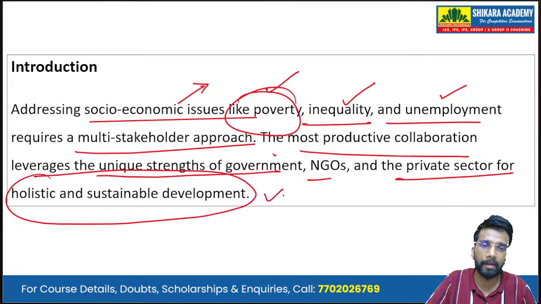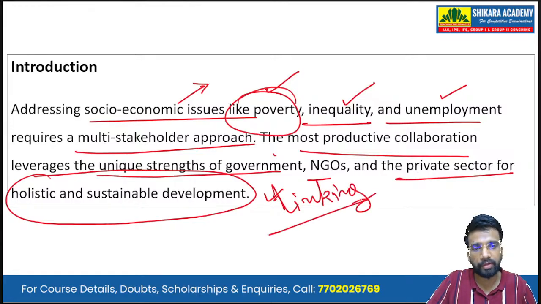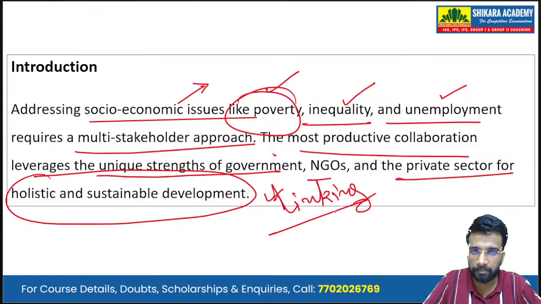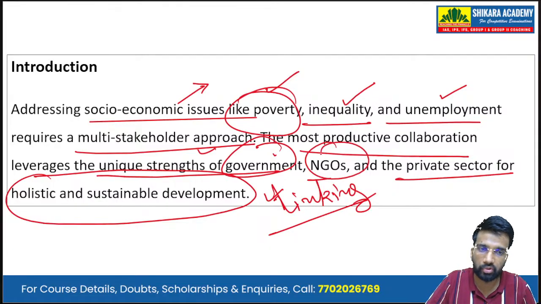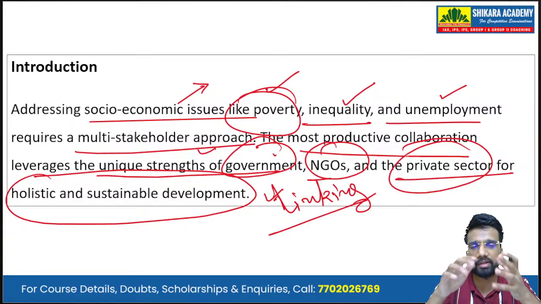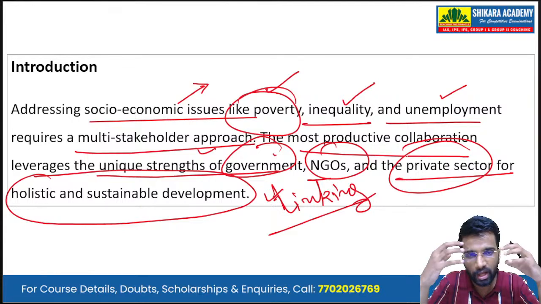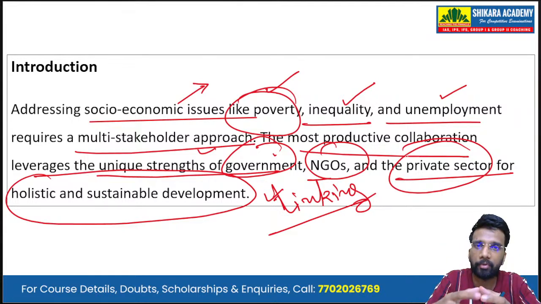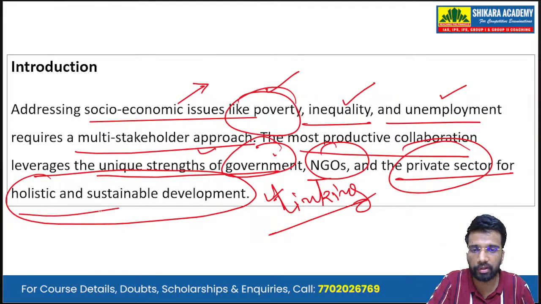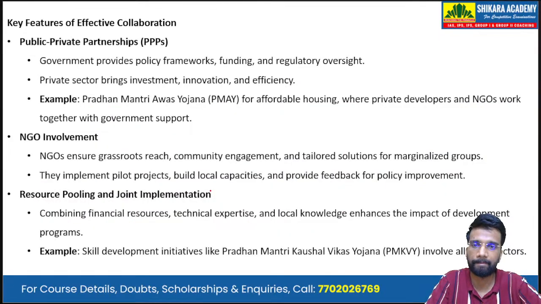So this is the linking line. The most productive collaboration between the government, the civil society, and the private sector leverages the unique strength of government, NGOs, and the private sector. So all these three sectors have their own strengths and their own limitations. And all of these have to collaborate productively in order to achieve the holistic and sustainable development. Then what will be the key features of such an effective partnership?